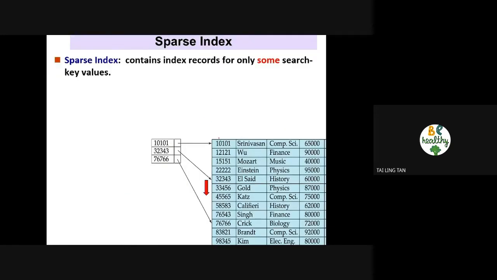We have another example here. Content index record for only some search key values. You can see from here, we have this number 10101 and it points directly to the record. Then it jumps to 32343, so this whole record is actually missing. Why is it missing? Because we do not really need to have so many. The programmers who developed this algorithm mentioned that searching this database or this record is actually not that difficult if it is sorted. So if we find this number, then we can continue searching for the rest. That will not be too hard.